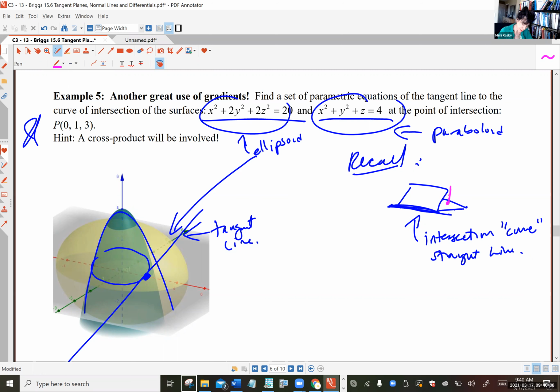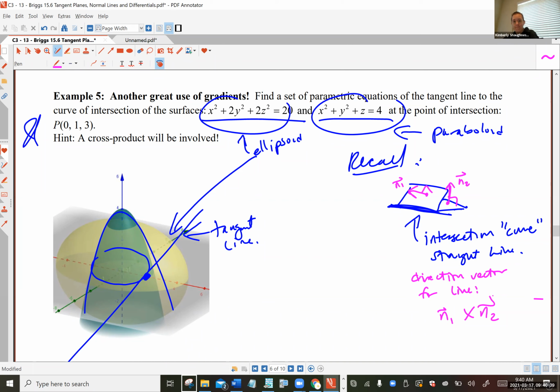You're going to get the normal vector to both of these tangent planes, which is essentially the gradient. So you're going to get normal 1, normal 2, and they're normal to both those planes, and then the direction vector for this line was given by n1 cross product n2. Does anybody remember this? Yes. That's similar to what we're going to do here. Really? I don't see it.